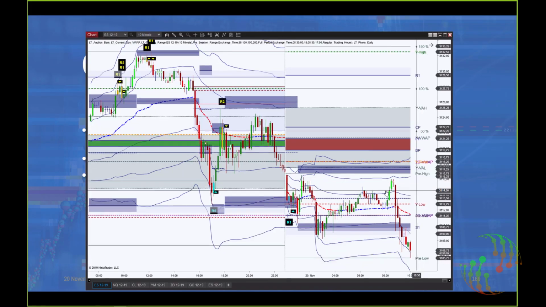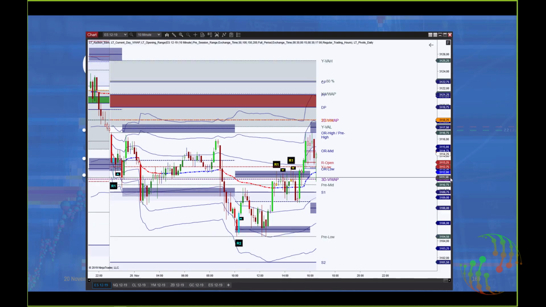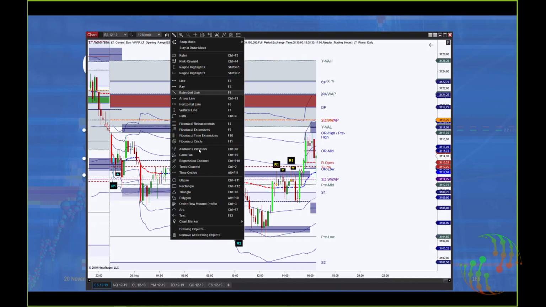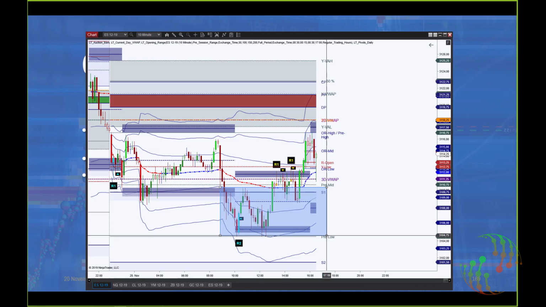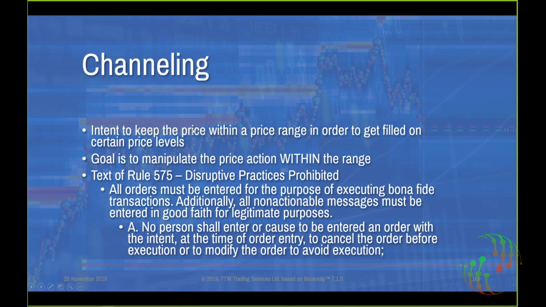It's the same, let me show you that here, when you are drawing rectangles. I don't have a good example, but let's say this is channeling here. It's simple, a rectangle between high and low, and then they are pulling the liquidity at one side of the channel, and the price goes through. Channeling is the intent to keep the price within a price range in order to get filled on certain price levels. The goal is to manipulate the price action within the range.